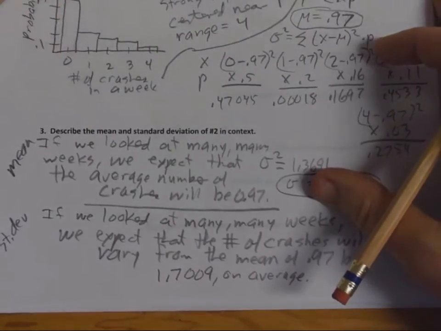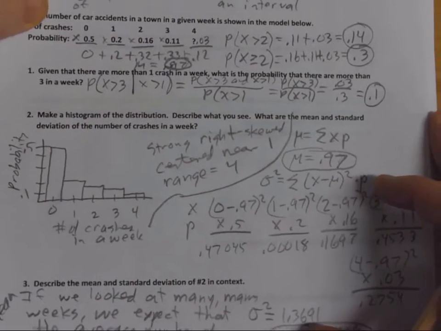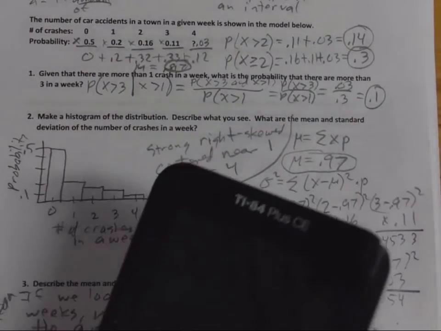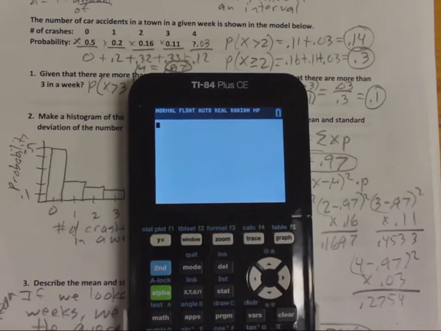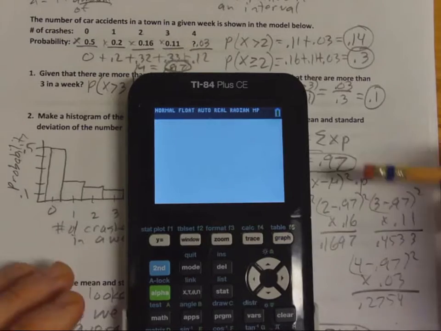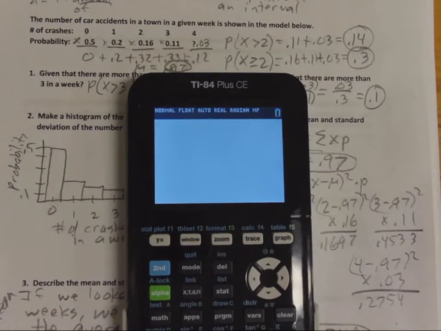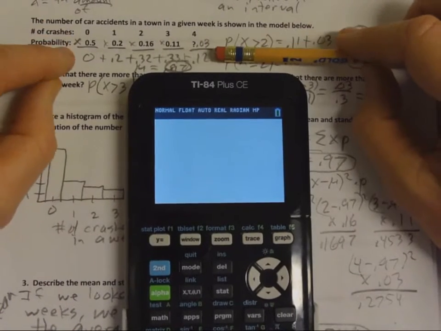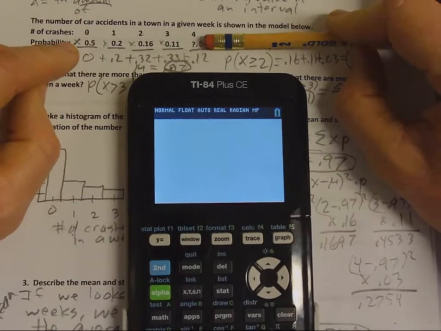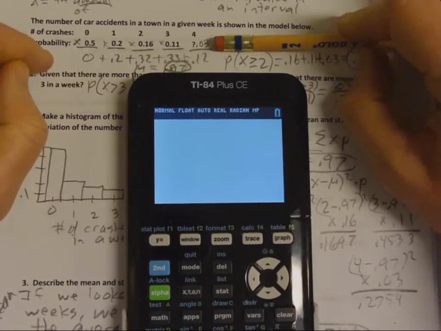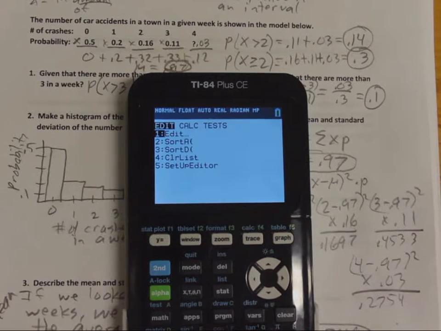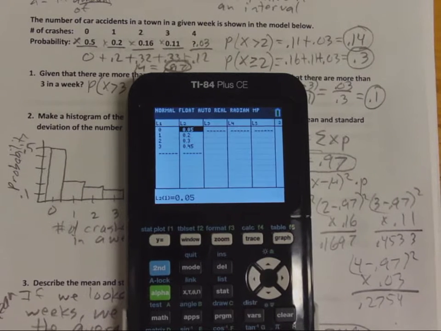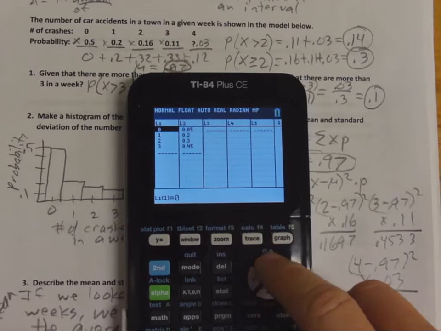So this is how you'd find the mean and standard deviation using your calculator, and you're probably not going to be too thrilled about doing this by hand when you see how quickly you can do it with your calculator. If you have a discrete random variable, you've got this list of numbers and their probabilities, and you're asked to find the mean and the standard deviation, what we can do is put them in a list. So I'll hit the stat button, and then hit edit. And then I'll just put these numbers in a list.